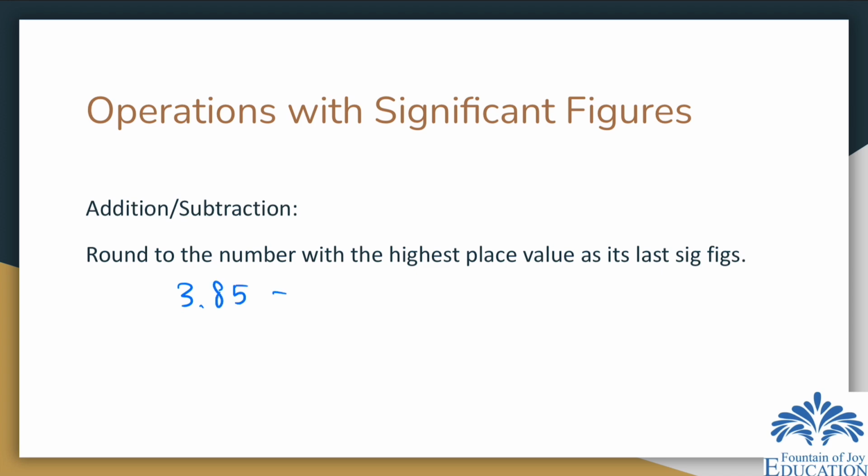3.85 plus 2.7. When we do addition and subtraction, it's a lot easier if we write the number in a vertical manner to show the sig figs. So we have 3.85 plus 2.7. And we can see the final answer gives us 6.55.